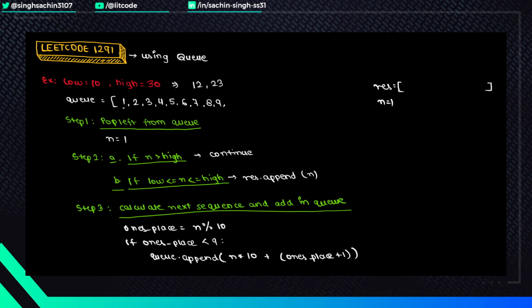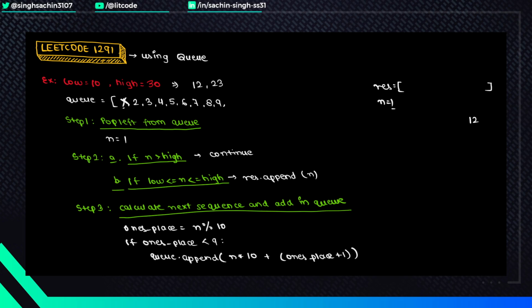Currently n is 1, but it doesn't lie in the range. I have already popped this element, so this is no more in the queue. But what I'll do is try to get the next sequential number. For example, the length of this integer is 1, so I'll get the sequential digit with length 2 and the same base. So this is my base, length was 1, so I'll get the sequential number with length 2 and the same base. So what is it? It is 12, right? And how do you get it?